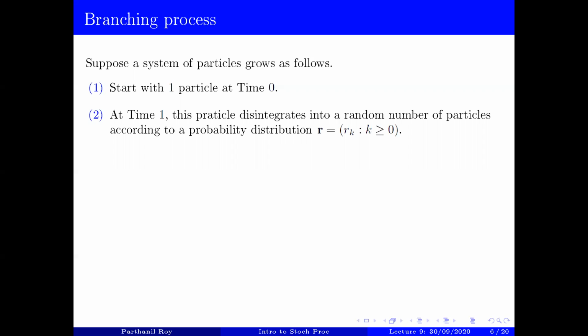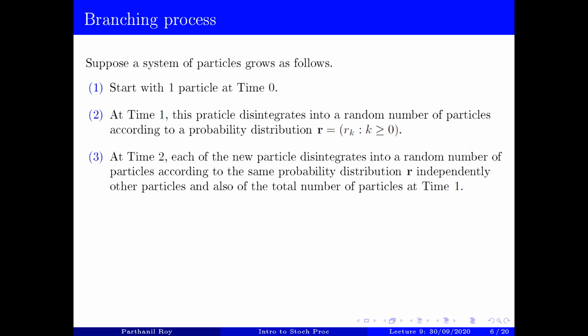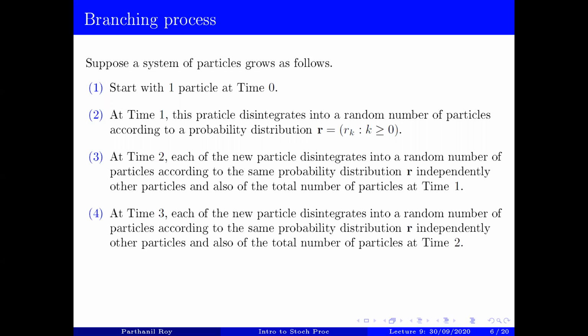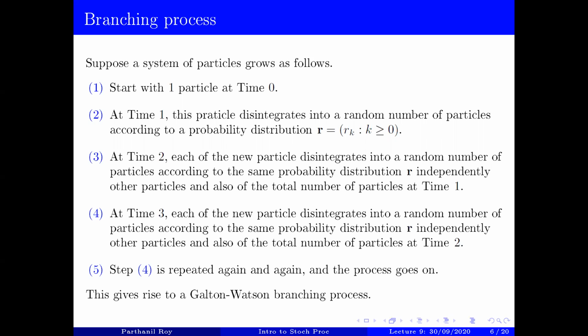Okay, so then at time two, each of these new particles, so these are already disintegrated from the first particle, again disintegrates into a random number of particles according to the same probability distribution R. So same progeny distribution R, independently of other particles, and also independently of the total number of particles at time one. Okay. This process continues. So this gives rise to a Galton-Watson branching process.